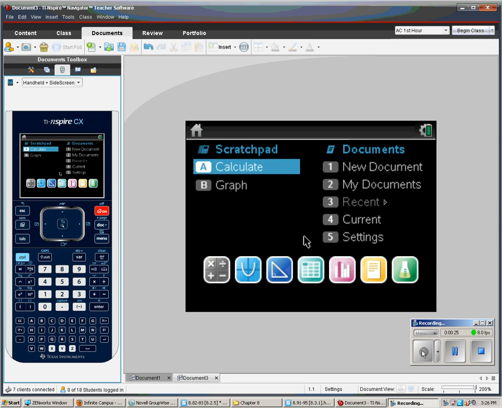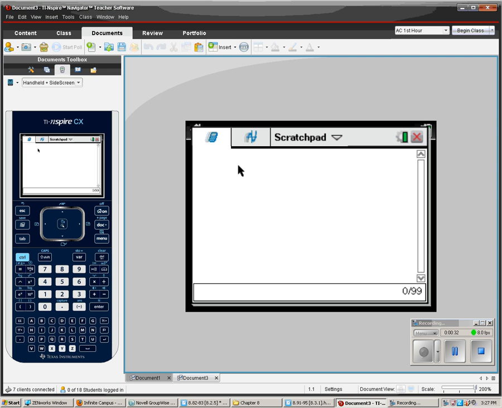Everybody needs their calculator. And since we're going to be calculating things, you want to go over into the calculate option. I'm just going to use the Scratchpad calculator. So that guy's right there. You can make a new document, whatever it is that you feel like doing.